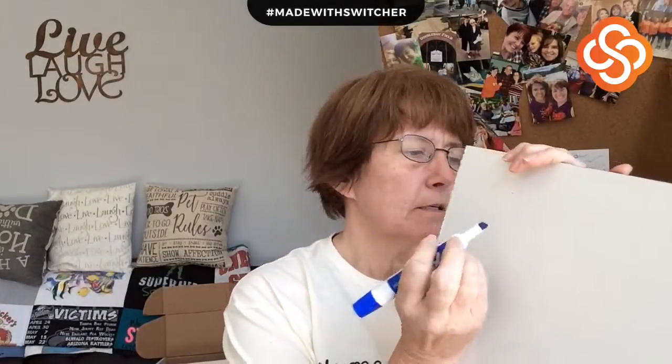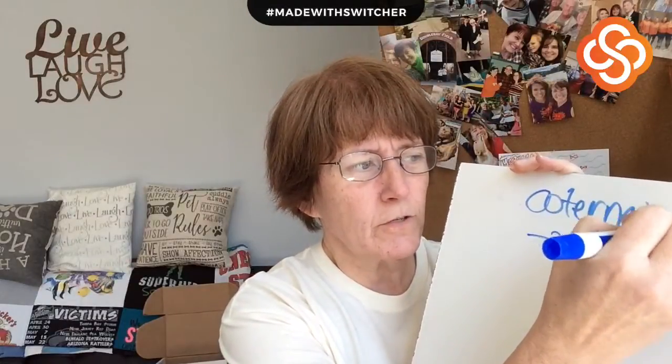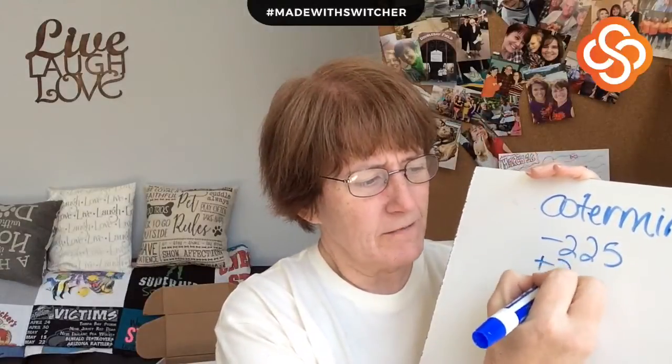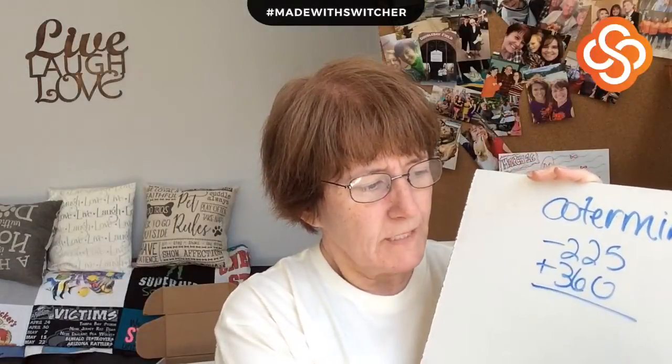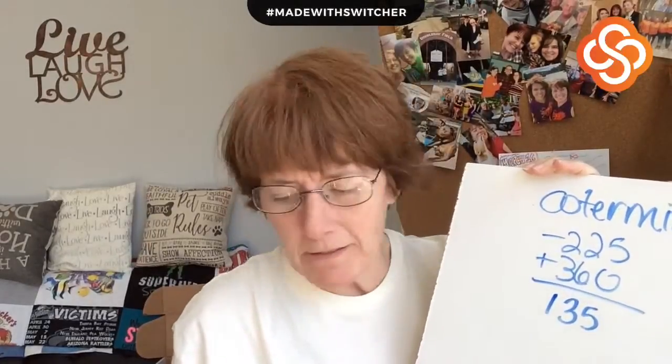All right, next is, what are the negative and positive coterminal angles of negative 225? The easiest way to find a coterminal angle will be to add 360. And that is, oh good, I think it's 135. But I'm going to check just because.